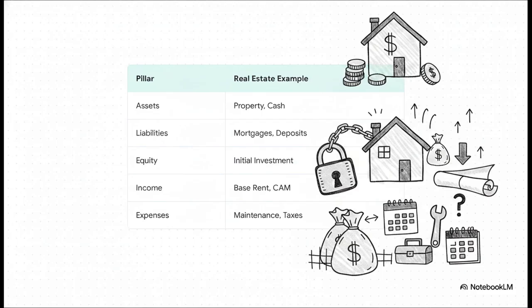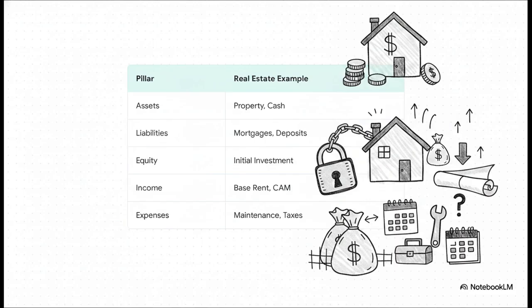So what does this actually look like in the real world? Well, assets are things like the property itself, your cash, equipment. Equity is your initial investment and retained earnings. Income, that covers base rent, maybe pet fees or common area maintenance charges. And expenses, of course, include your maintenance, property taxes, and insurance.